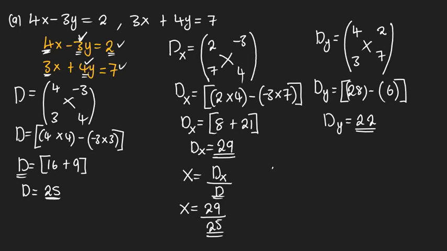And how do you find the y value? The y value is equal to dy over d. So this is going to be your dy, which was 22, over 25. Basically, that is how you calculate simultaneous equations of this particular order using Cramer's rule. We can solve the second one.